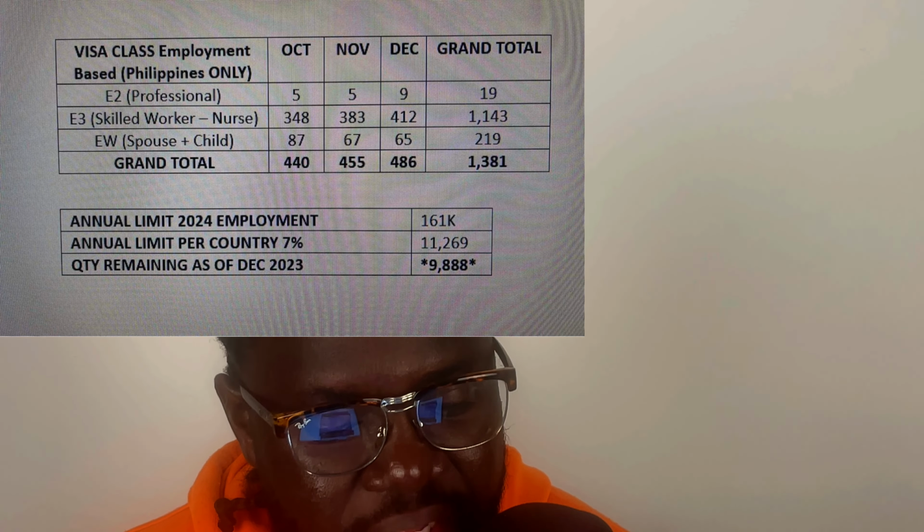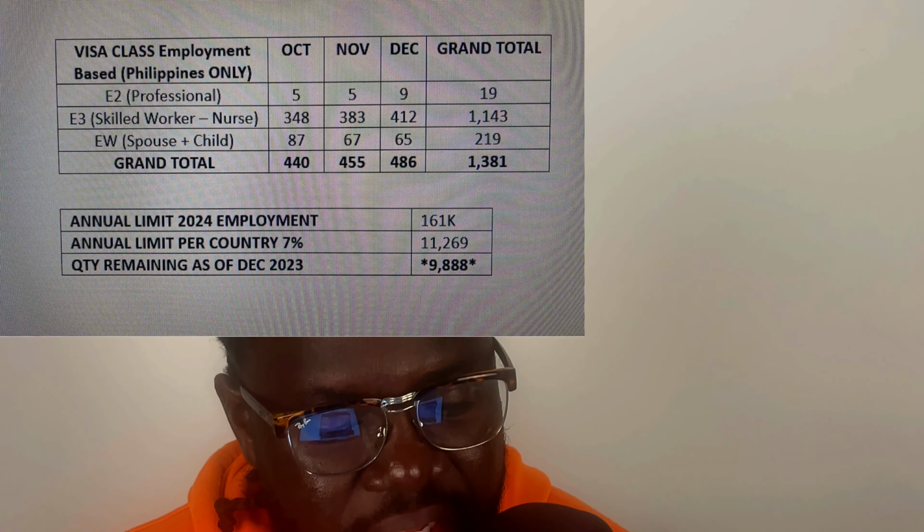And now this is the EW, that's a spouse and child. So anyone under the E category with their children and their wives, their spouse, their husbands. In October, they issued 87. In November, they issued 67. And December, they issued 65. A total of 219 EW visas.